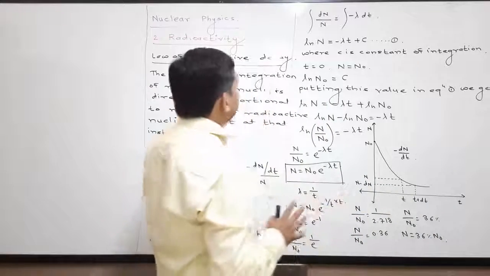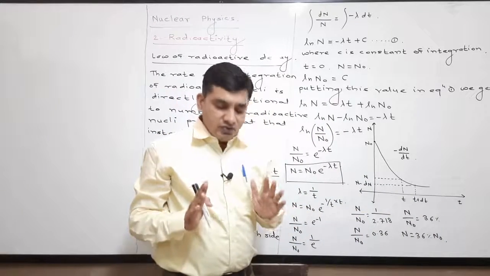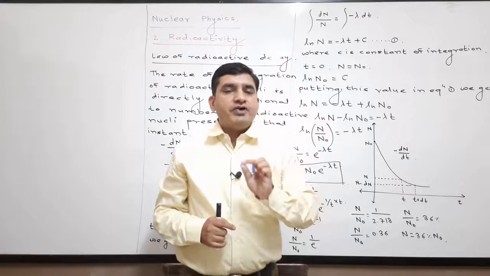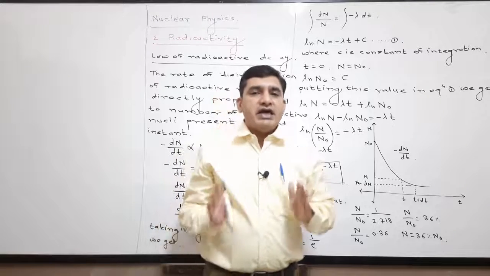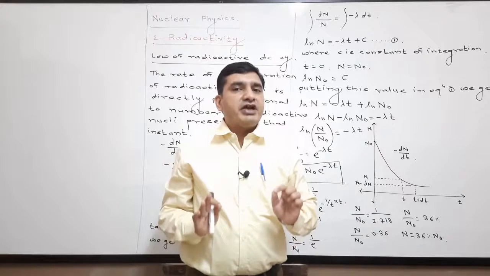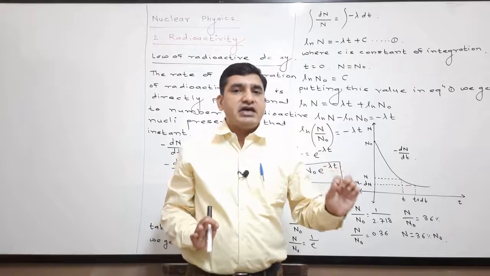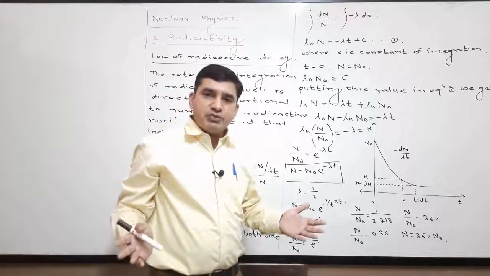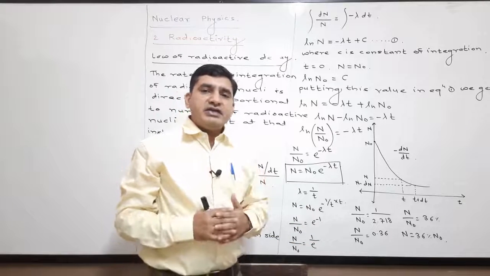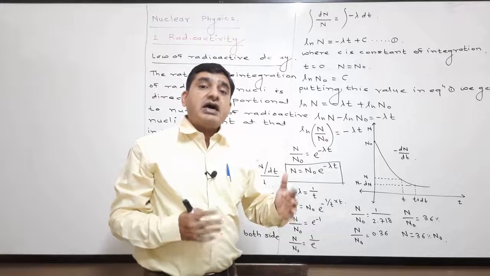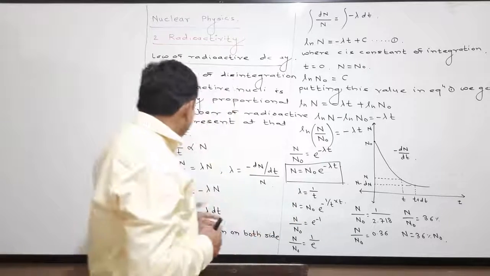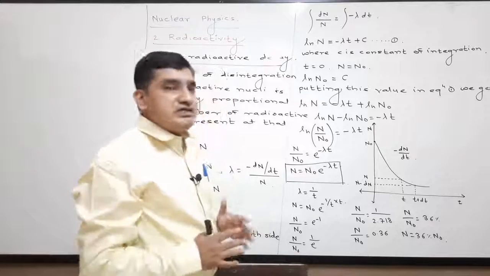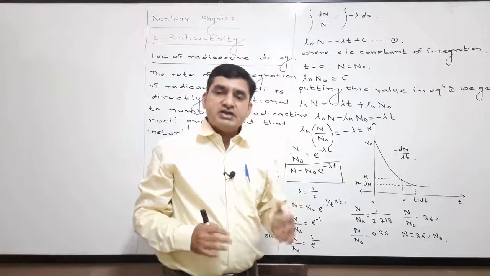So this is related to the law of radioactive decay. The law of radioactive decay states that the rate of disintegration is directly proportional to the number of radioactive nuclei present at that instant, and therefore we can say that minus dN upon dt is directly proportional to N. Here the negative sign indicates that the radioactive nuclei disintegrate per unit time, and therefore minus dN upon dt is equal to lambda into N, where lambda is the proportionality constant known as the decay constant or disintegration constant.